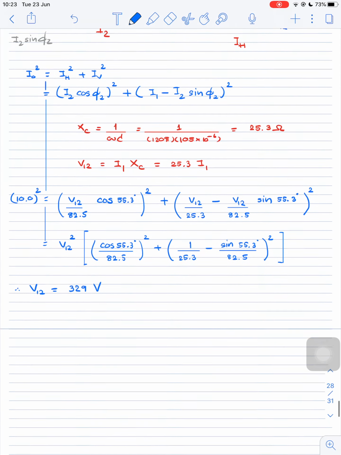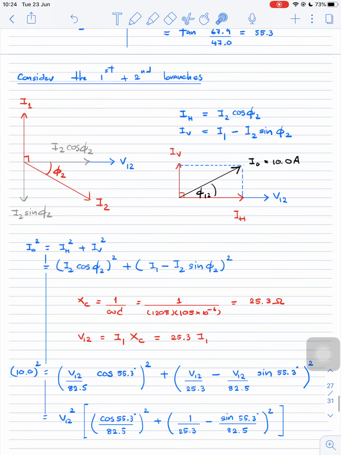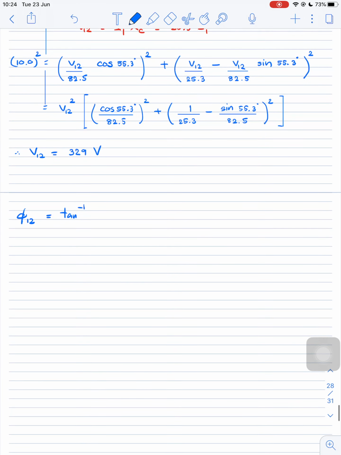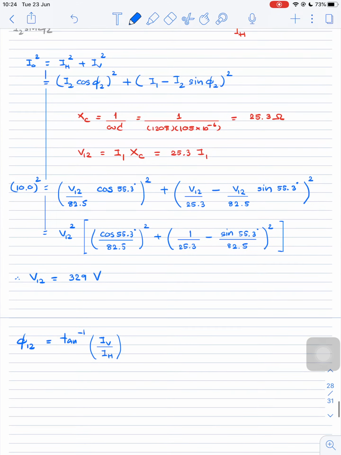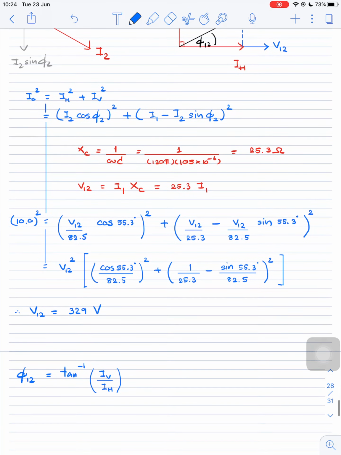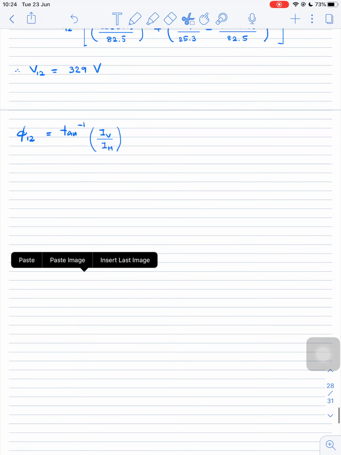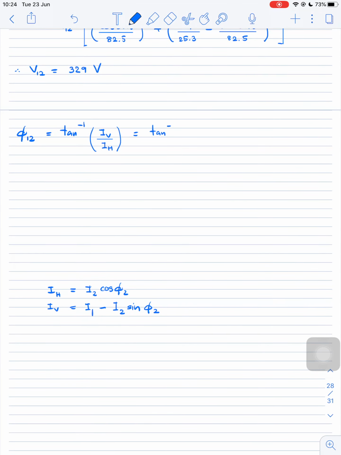Okay, so let's continue. The angle equals the arctan of what? The opposite over the adjacent, so it will be the IV over the IH here. Then again, let's plug in the IV and the IH into that equation. Let me just copy first. The IV is the I1 minus the I2 times the sine of phi 2, and the IH is just the I2 times the cosine of phi 2.